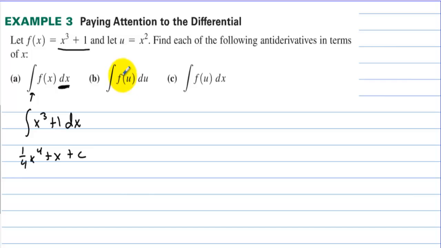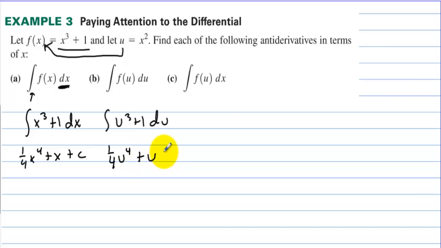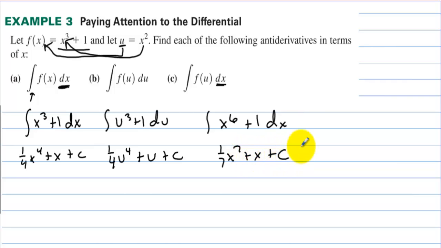On letter B, we have the integral of f of u with respect to u. So let's plug u into f of x. We get u to the third plus 1. We have the integral of u to the third plus 1 du, which is 1/4 u to the fourth plus u, and then plus c. Then on the last one, we have f of u, but it's with respect to x. So when we plug u into this function, we're actually plugging x squared into this function. So we have the integral of x to the sixth plus 1 dx. Now that's 1/7 x to the seventh plus x plus c.